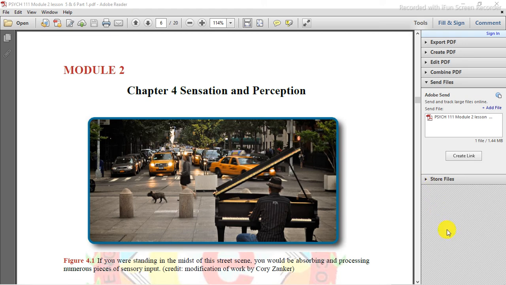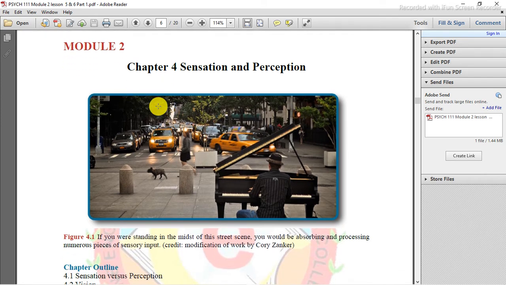So now, let's move on to our next topic. We are only in week 3, chapter 4: sensation and perception. Now, it says here that if you were standing in the midst of this street scene, you would be absorbing and processing numerous pieces of sensory input.